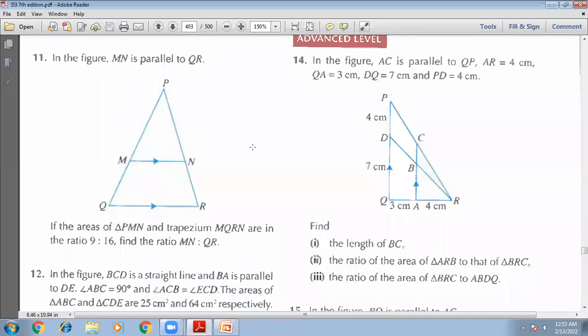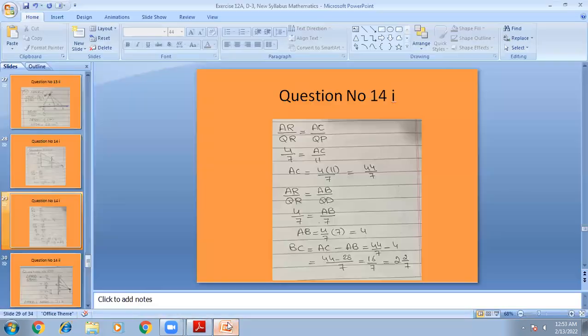The next part is the ratio of the areas of the triangles ARB and BRC. Okay, so these two triangles, they are not similar to each other. Their baseline is the same and their third vertex is common. So in this case, the ratio of the areas is equal to the ratio of the bases. And this is that special case which came in question number 13, and now that is in question number 14 also. So let me show you.